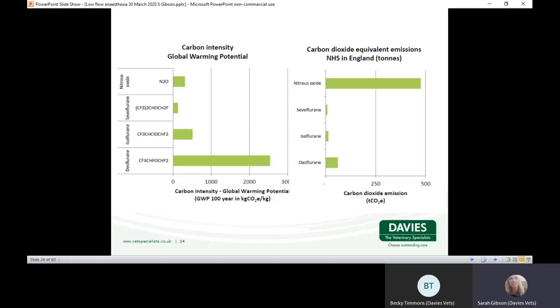These graphs come from the report. The left-hand graph shows the global warming potential for some of the anaesthetic gases, with desflurane, which is commonly used in people, having the biggest effect in the atmosphere. Sevoflurane has the least effect. The right-hand graph shows the estimated total emissions from the NHS in England. You can see nitrous oxide emissions are over 5 times that of any other gas.